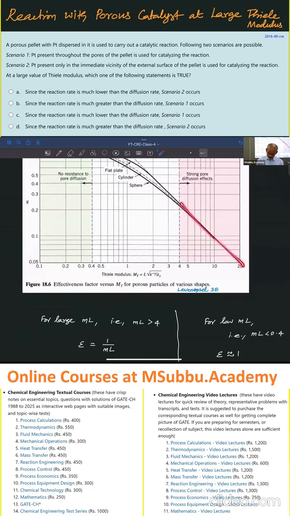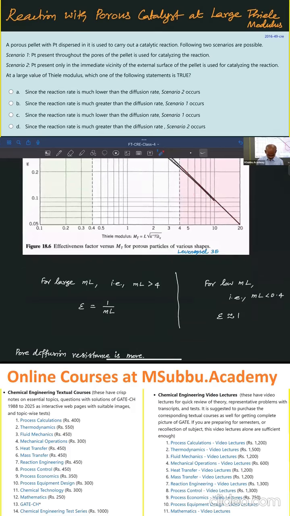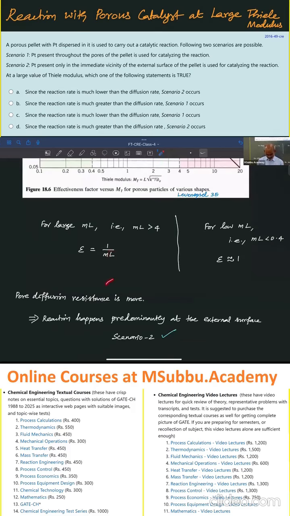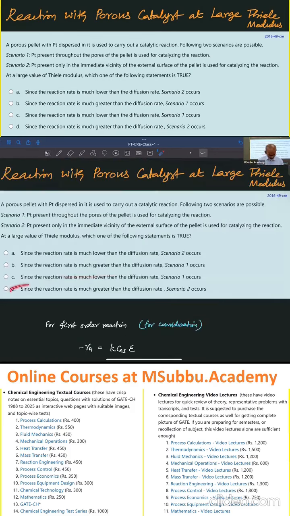So here strong pore diffusion effects are there. Always L is more. If the length of the catalyst is more, the gas cannot go through the entire pore and react on the catalyst surface. In that way you can easily say that for a catalyst with large length of pores, the effectiveness will definitely be reduced. This means the reaction rate is much greater than the diffusion rate.